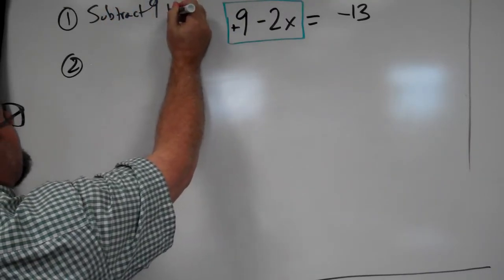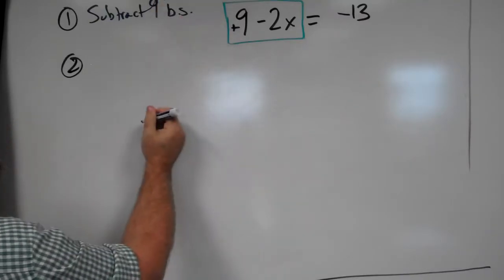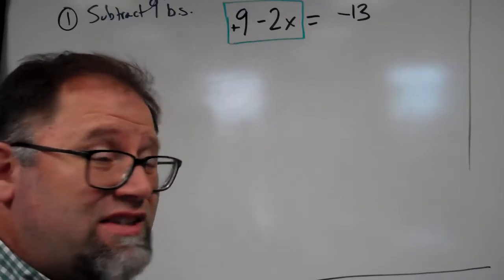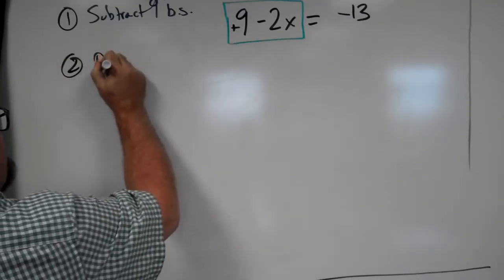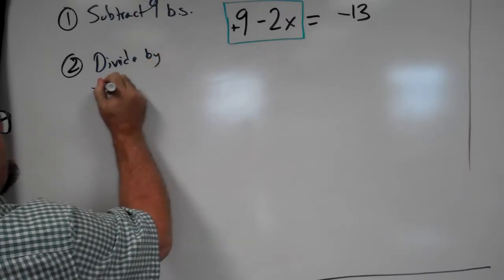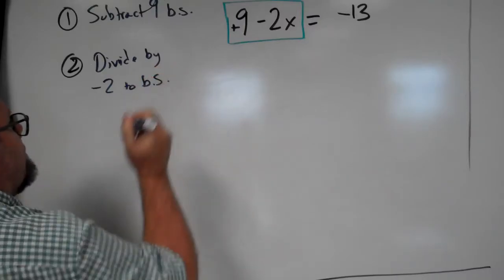9 from both sides. Then what I'm left with is that negative 2x. That negative has to stay there, which means my next step is divide by negative 2 to both sides.